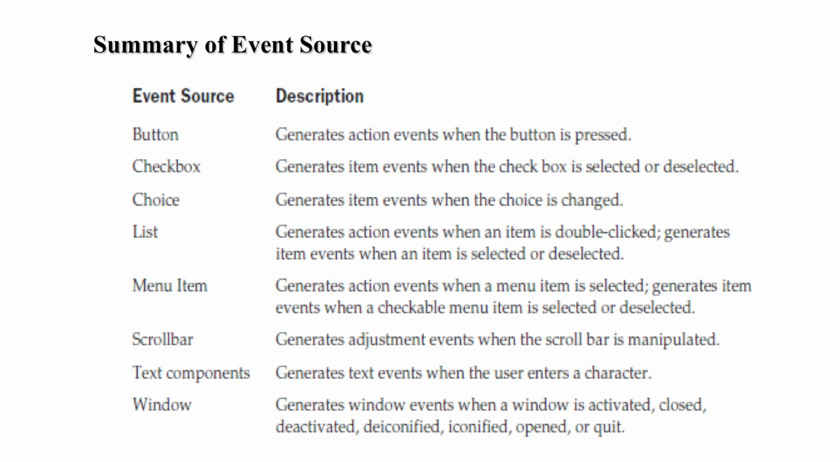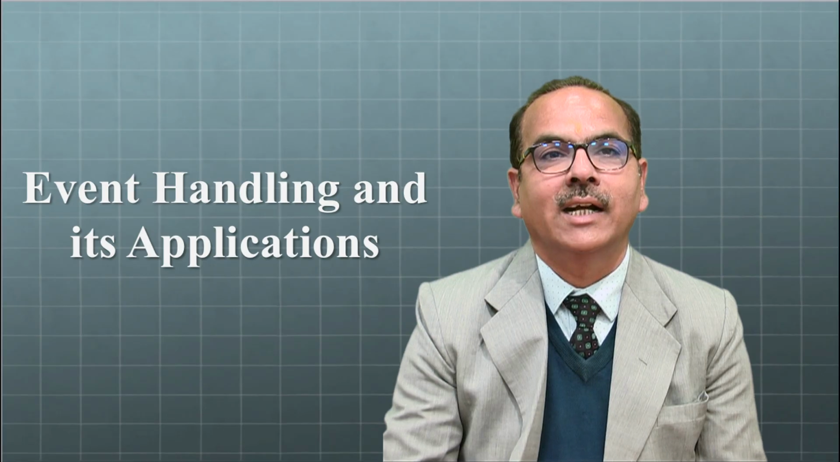Scroll bar, when we adjust, meaning we scroll up and down, left to right, etc. Text component, when the user enters some text characters in a text field, it will also generate some event. Window, when the window is activated, closed, deactivated, opened, quit. So there are different sorts of activities which will generate events.